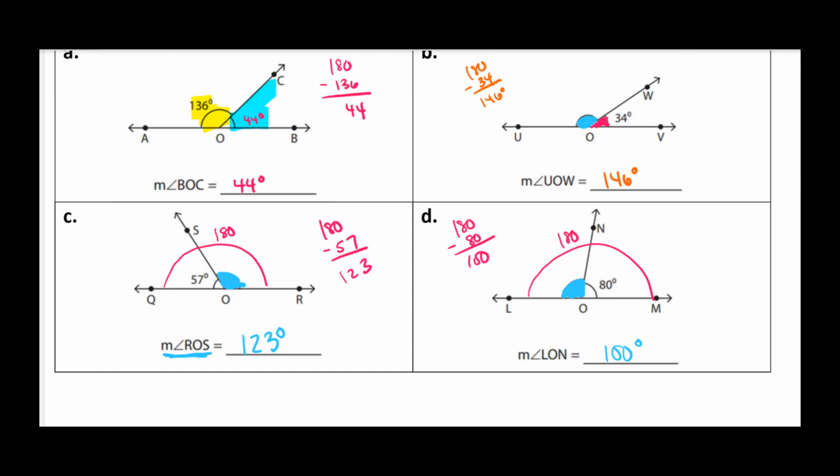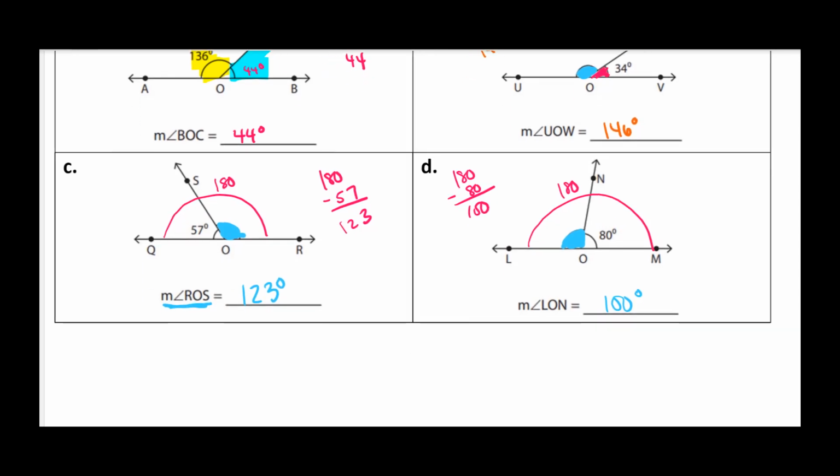All right, so how did we do with that, mathletes? Hopefully you came up with the measure of angle ROS to be 123. Cool, 1, 2, 3, three consecutive numbers. And for part D, you came up with 100 degrees, which is crazy hot at any time of the year. So those are the two values for that.